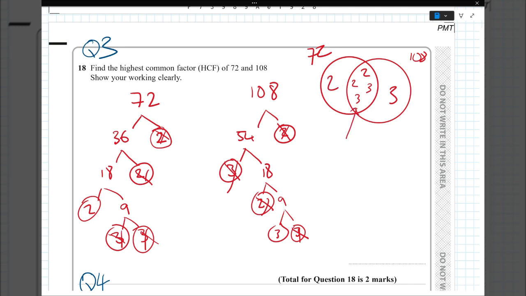And to get the highest common factor, we multiply all of the numbers that are in the intersection. If we wanted the lowest common multiple, we multiply all of the values that we can see inside of the Venn diagram. And this one will make 36.